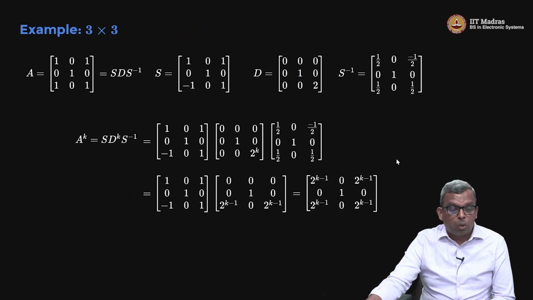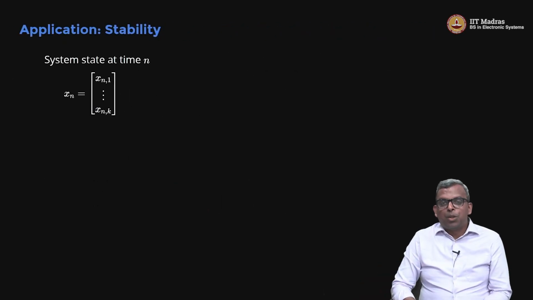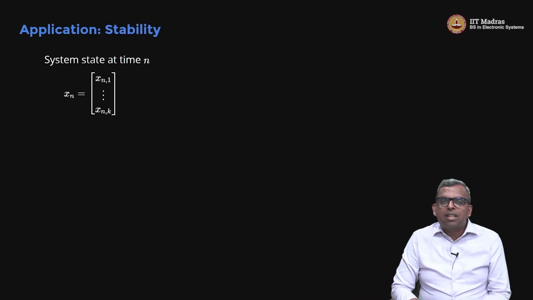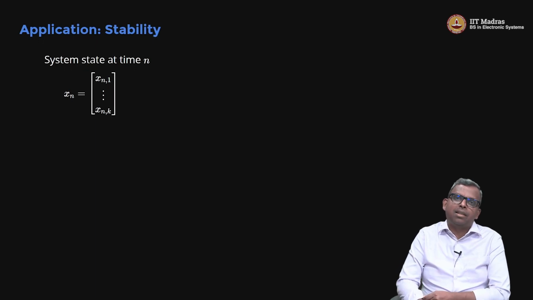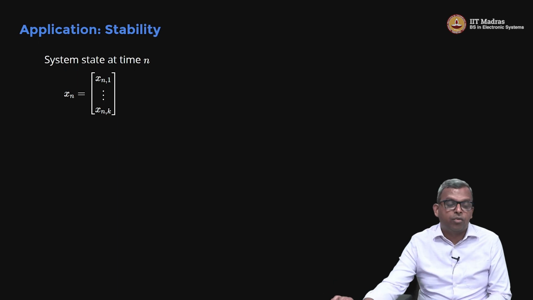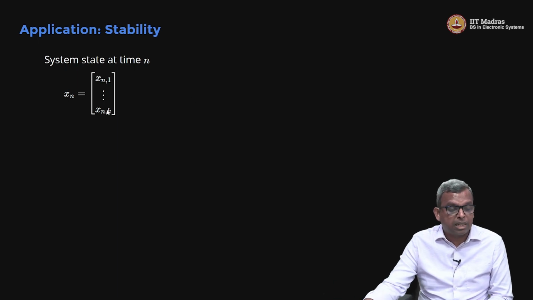So you found powers. You may ask, what's the big deal? It turns out finding powers of matrices is central to system theory, control systems and so many other systems theory. In particular, stability is a very important aspect here. So how does that work?